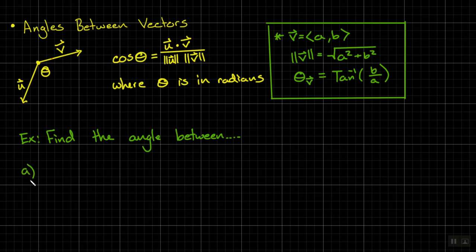Okay, let's try it out. I want you to find the angle between, on A, we'll do vector u is defined to be the lovely vector 2, 1. And v we'll define as the lovely vector 1, 3. I want you guys to find me the angle between those vectors.